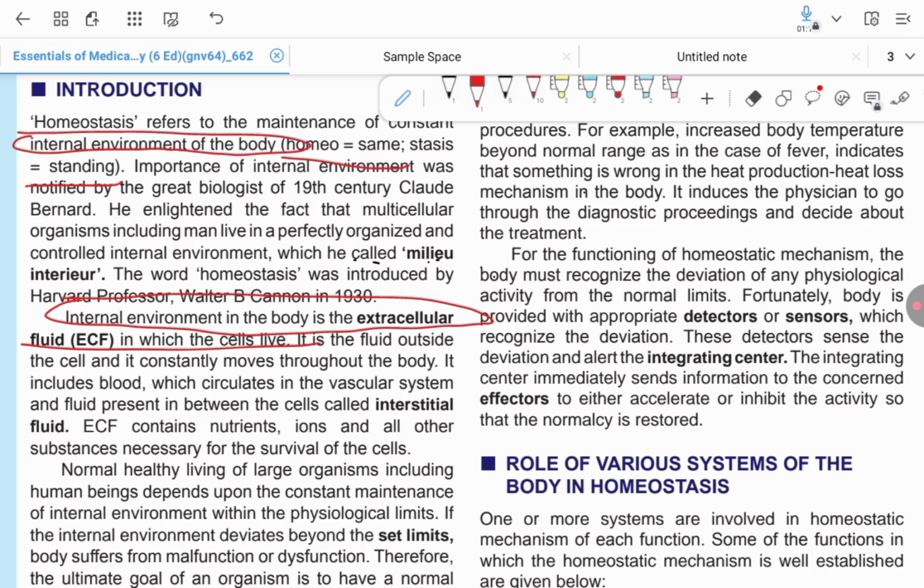In the 19th century, there was a great biologist called Claude Bernard. He told us the importance of the internal environment, and he gave the internal environment the term milieu interior. Claude Bernard is also called the father of modern physiology. And the term homeostasis was given by the Harvard professor Walter Cannon in 1930.